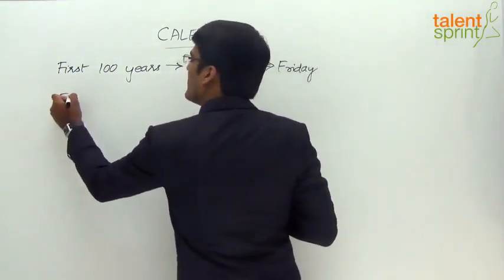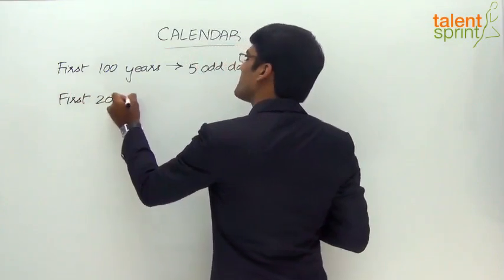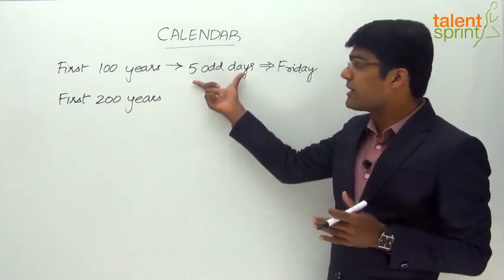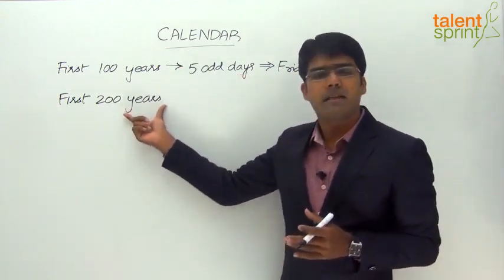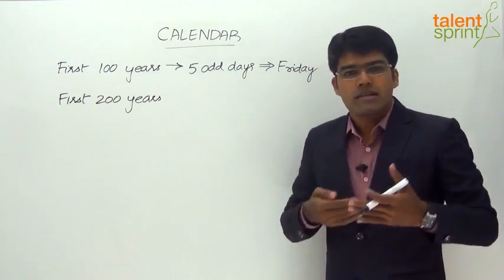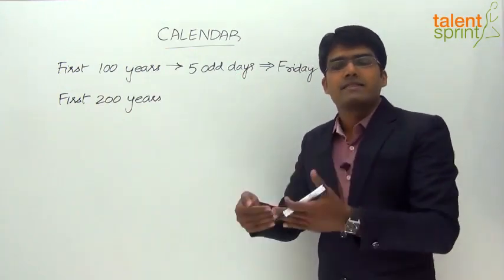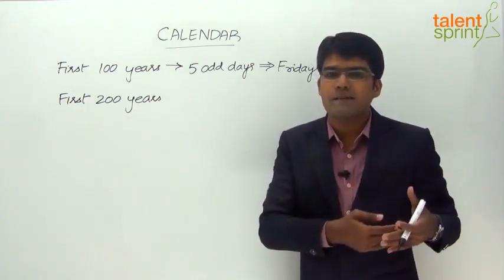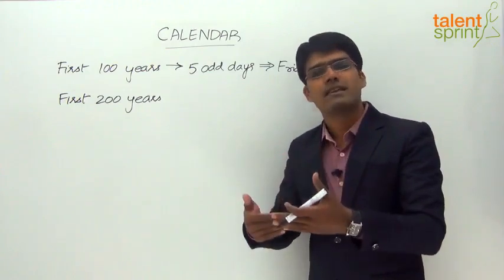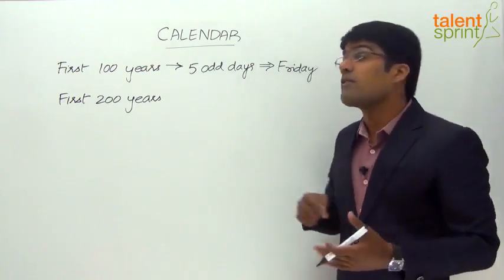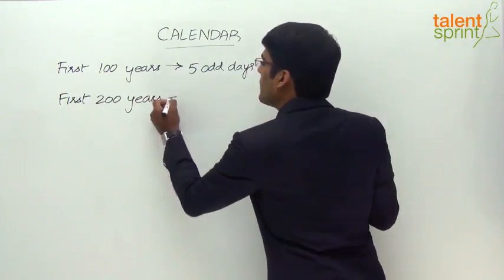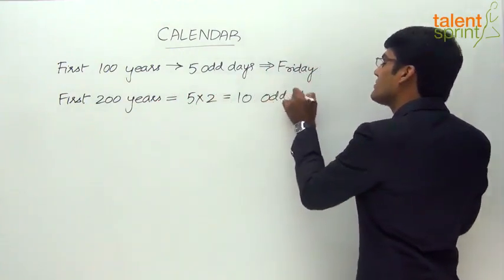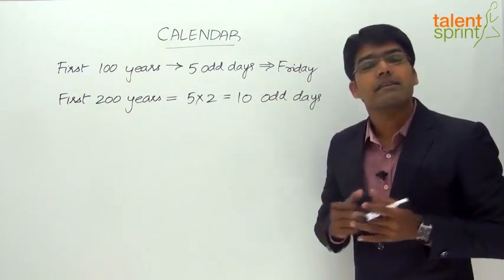So what will be the number of odd days in the first 200 years? Now we know that in the first 100 years there were 5 odd days. In the first 200 years there will be 5 into 2 odd days, because the first century and the second century would have the same number of leap years and ordinary years. So if there were 5 odd days in the first 100 years, there will be an equal number of odd days in the second 100 years as well. So the total number of odd days in the first 200 years will be equal to 5 into 2, which is equal to 10 odd days.